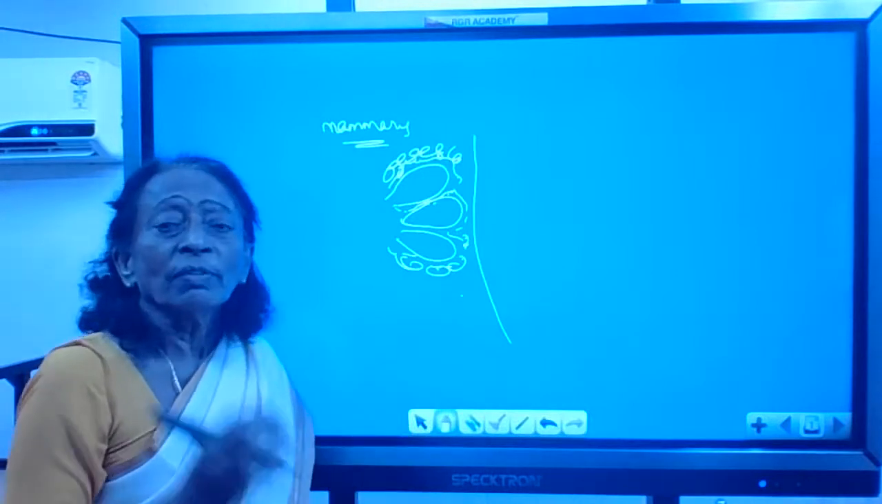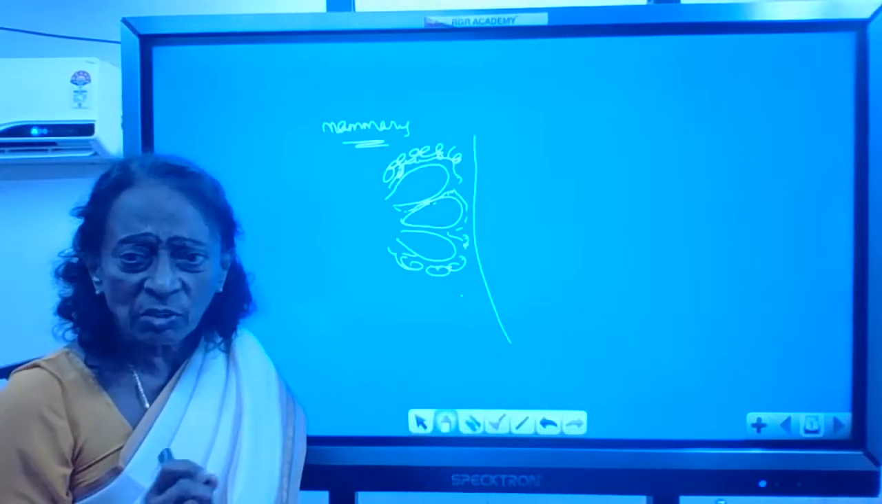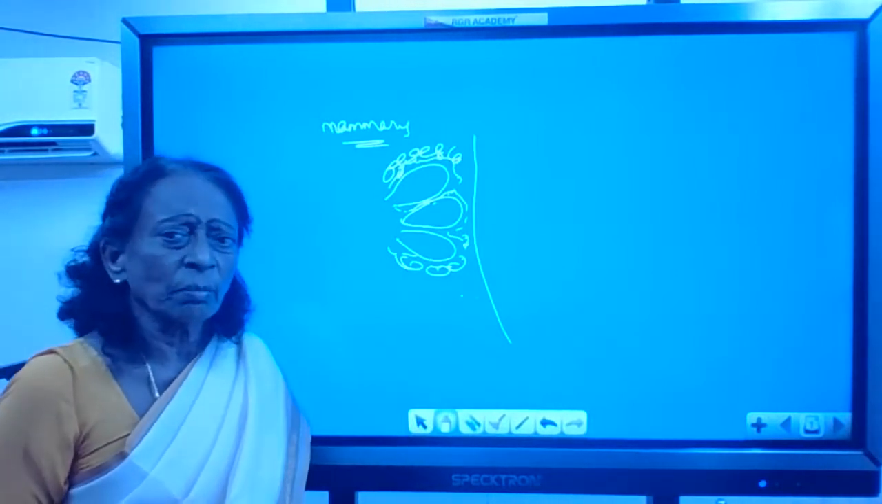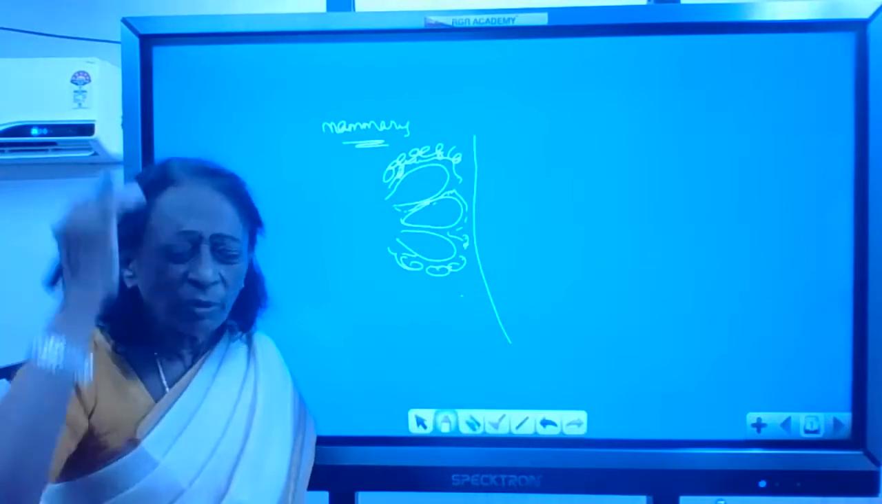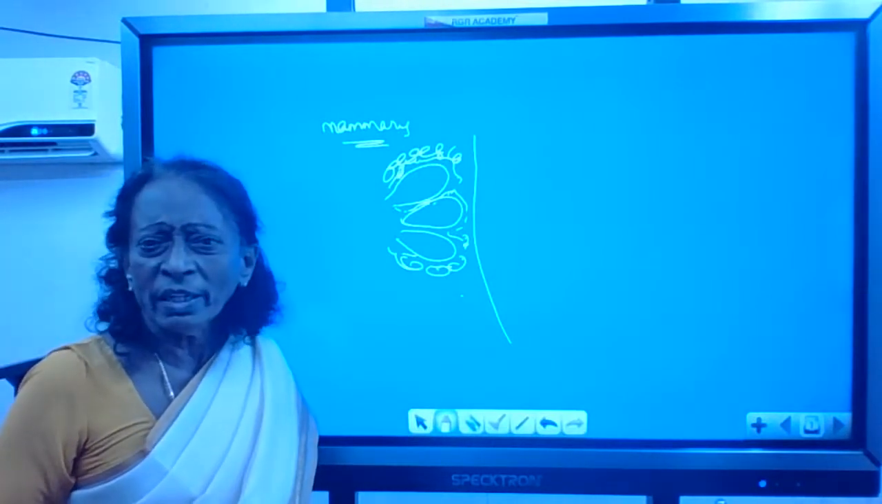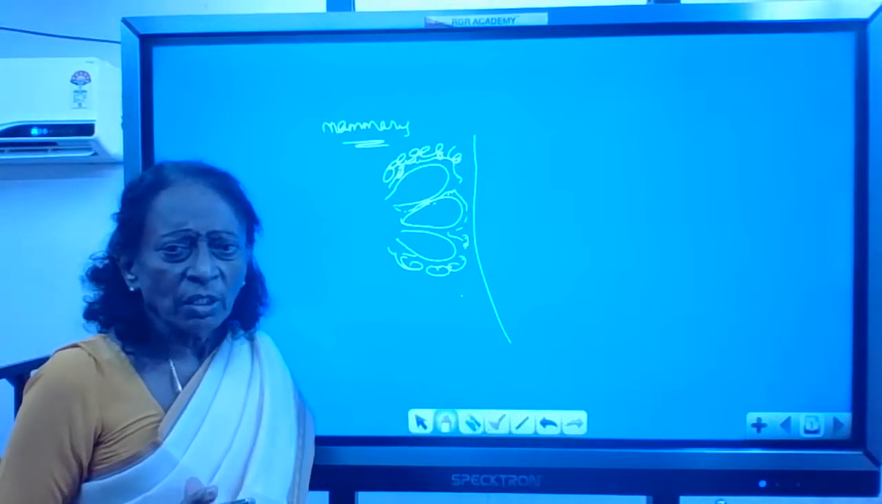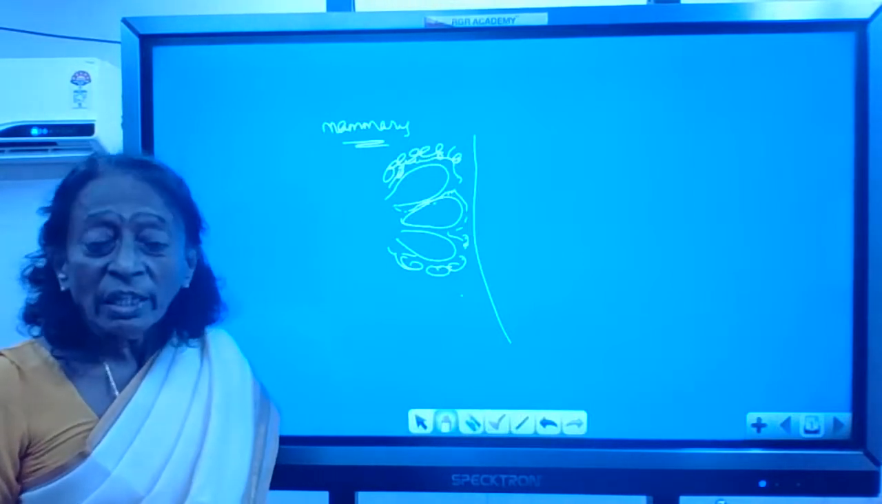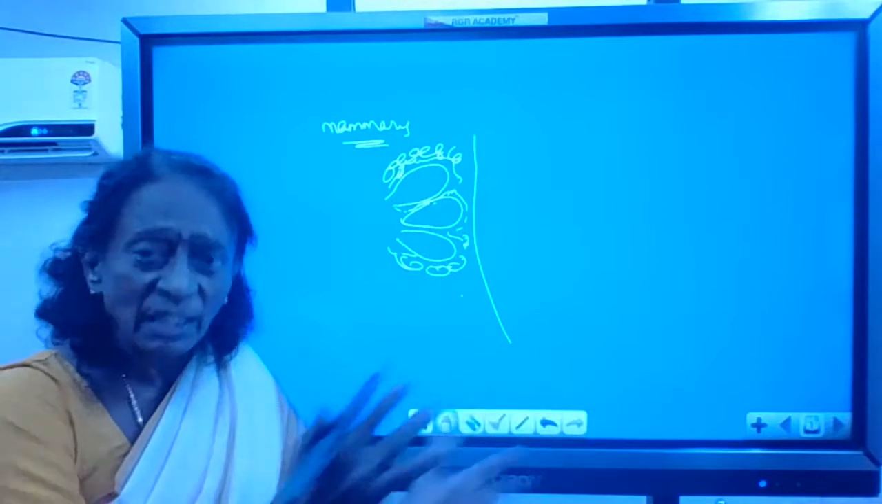If you learn to draw diagrams mentally as well as on your own, then you can master biology. Particularly zoology, anything, whether it's botany or zoology, without diagrams you cannot master the subjects. So whether they ask the question or not, if you want to learn the facts thoroughly, first learn the diagram.